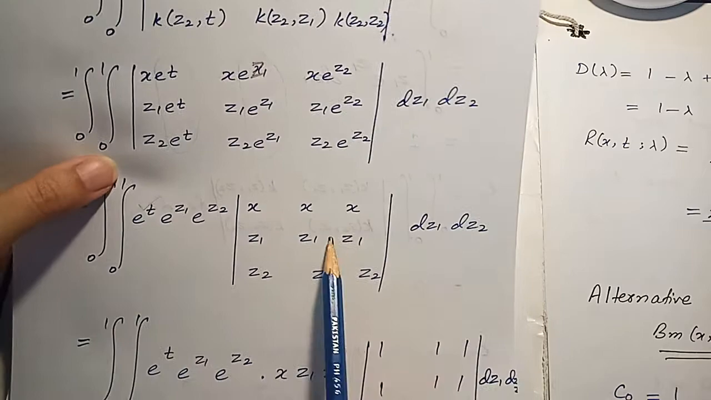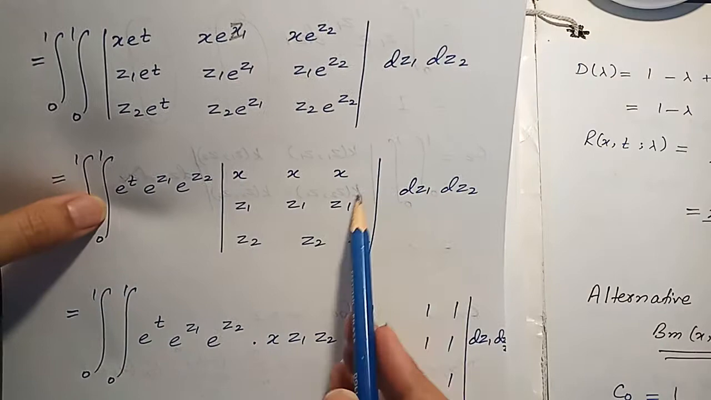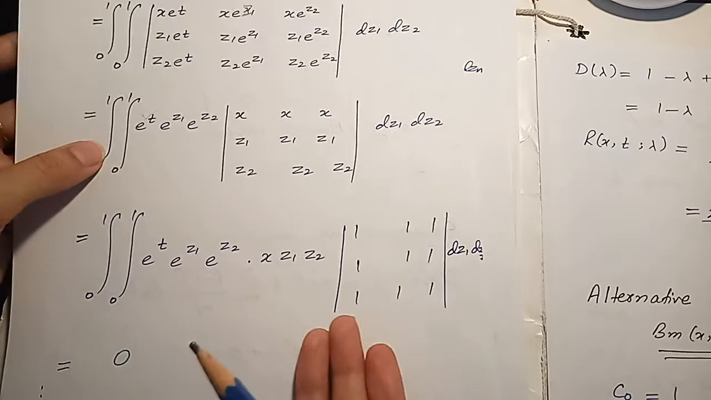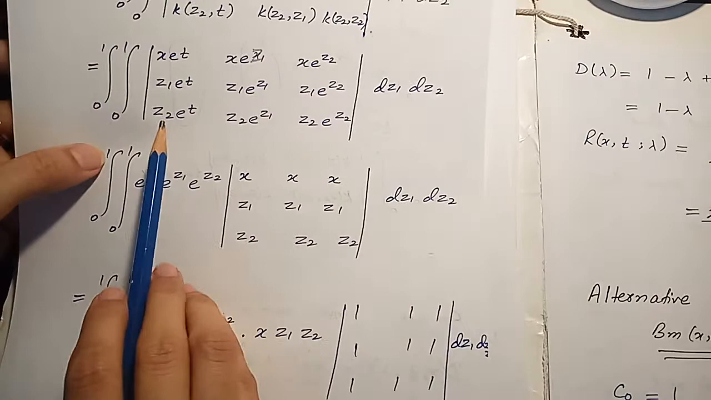Now you can see that from your first row you can take x common, from your second row you can take z1 common, and from the third row you can take z2 common. I am basically solving here using the rules of determinants because it's going to be easier if you know how to solve it. Otherwise you can manually solve it using the 3 cross 3 determinant method by expanding it through R1.